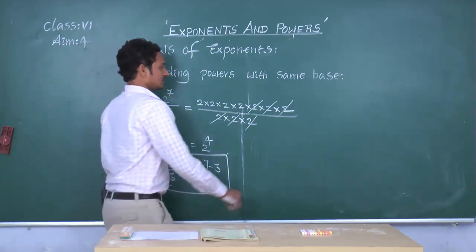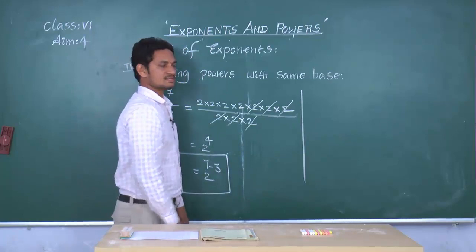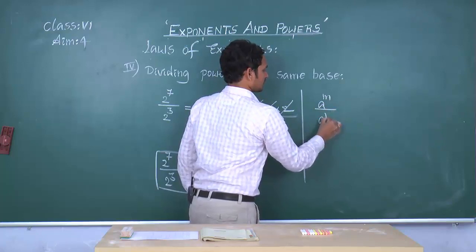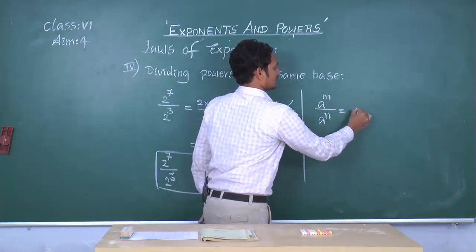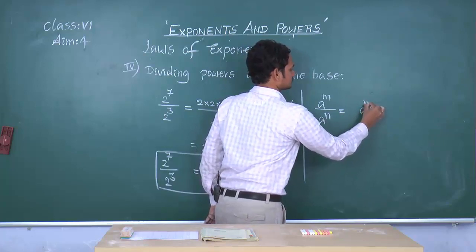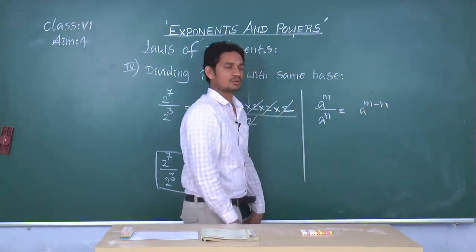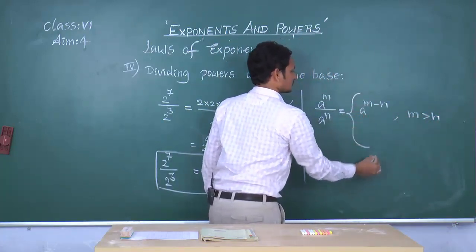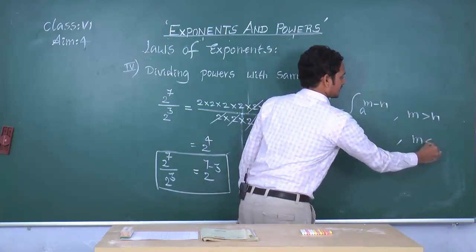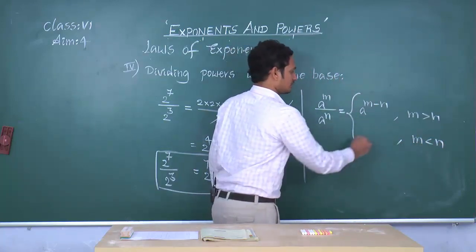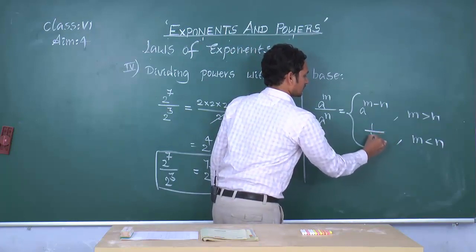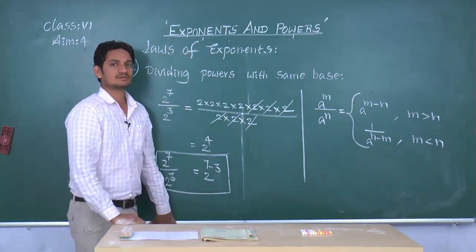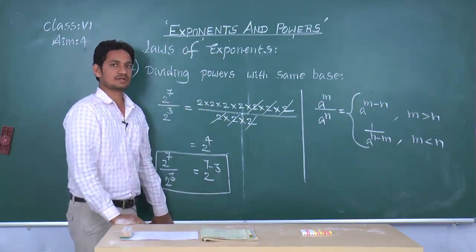So finally we can generalize this result as a power m divided by a power n. We can write it as a power (m minus n), where m should be greater than n. Suppose m is less than n, then the result will be 1 by a power (n minus m). This is the fourth law of exponents.